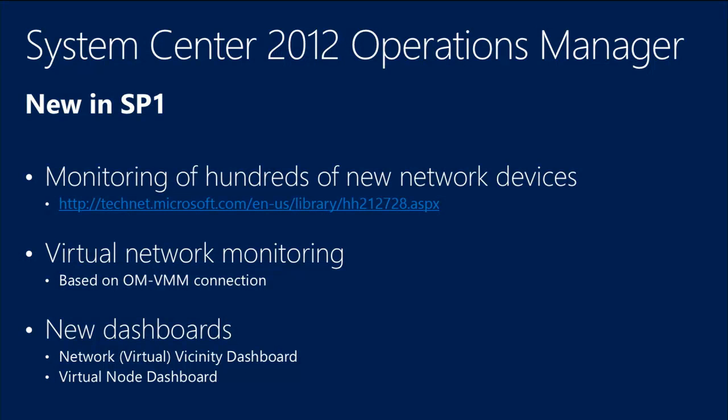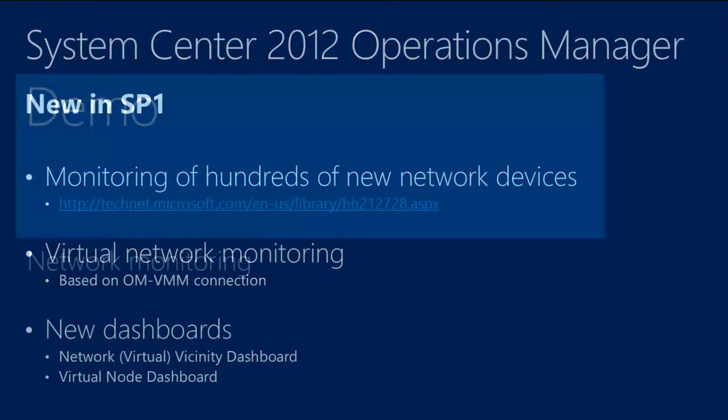We now do the virtual network monitoring, and we rely on the connection to Virtual Machine Manager, because Virtual Machine Manager 2012 SP1 supports Hyper-V 2012 and network virtualization, and we get the information of that virtual network through the VMM connector to OM, and I'll show you in the demo. And then we have some new dashboards, of course, targeted towards this virtual network. So you see the virtual vicinity dashboard and the virtual node dashboard. Again, I'll show you in a second.